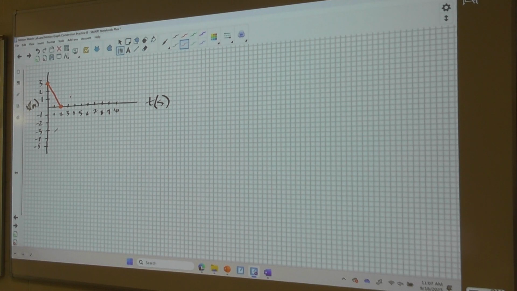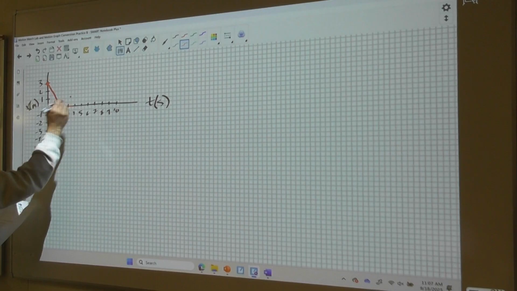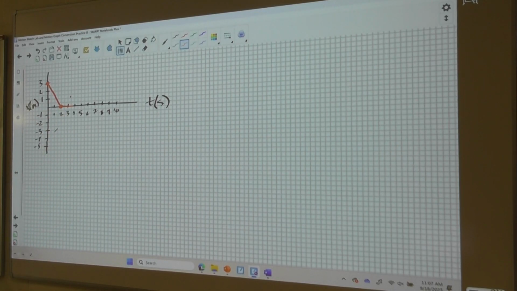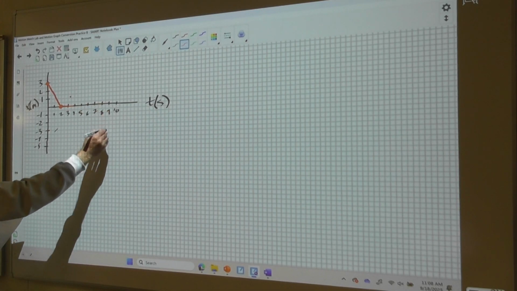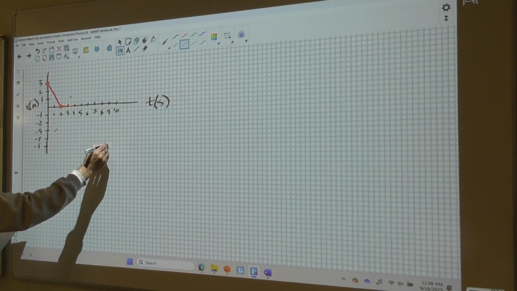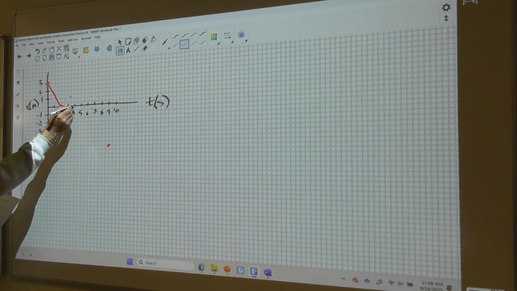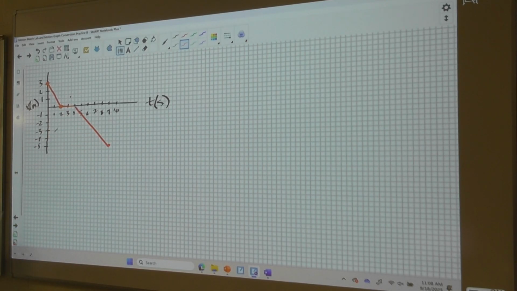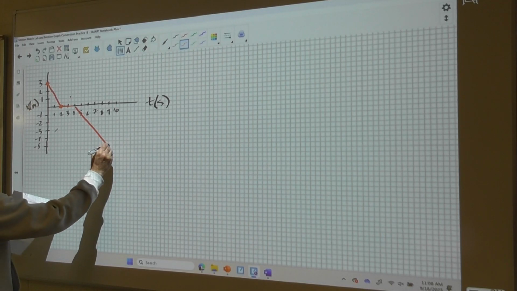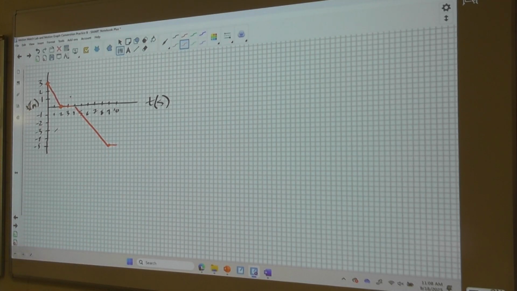From 2 to 4, the object doesn't move at all, so it stays at position 0. From 4 to 9, it goes from position 0 to position -5. So at the end of 9 seconds, I'm located here at -5 meters. And it does it at a constant speed, so that's going to be another straight diagonal line. And then from 9 to 10, it's motionless. So that's going to be another perfectly horizontal line. So there's my position versus time graph.